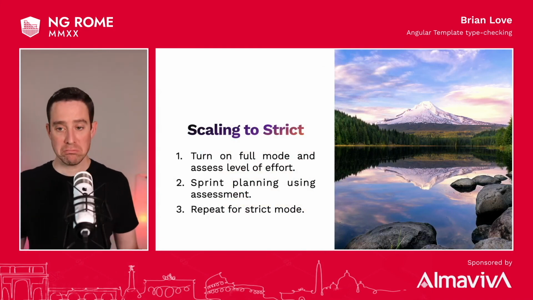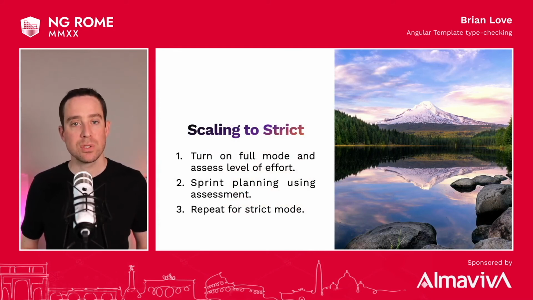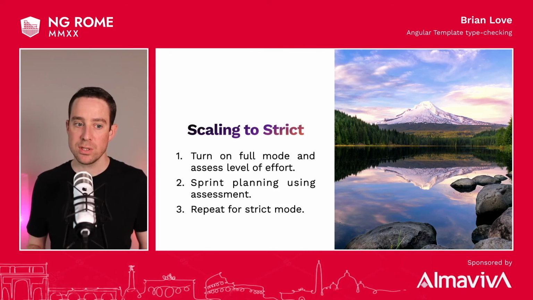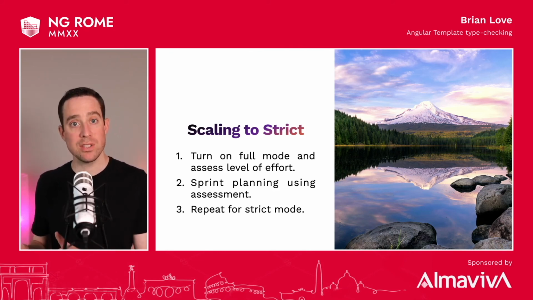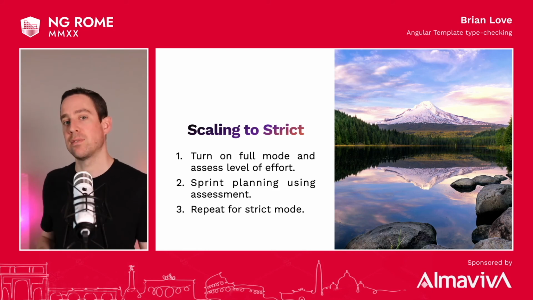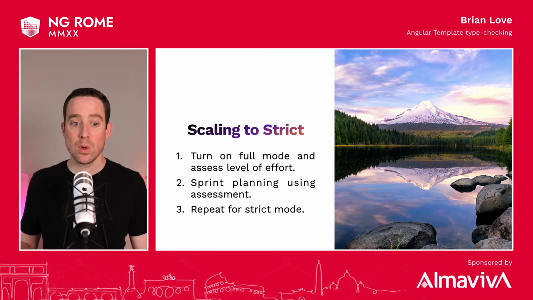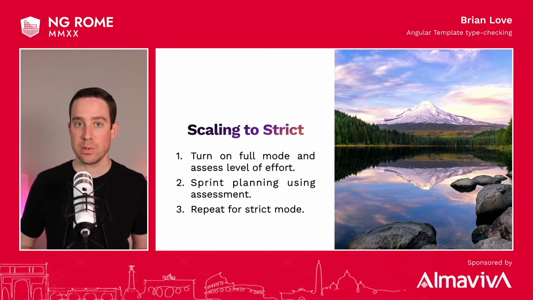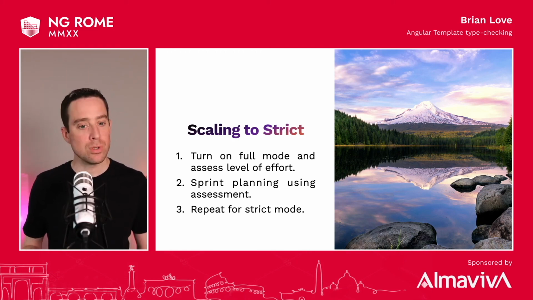At this point, you might be going, oh, this sounds great, but how do I get there? And what I want to do is share with you a three-step approach that I like to use. The first thing that I do is if I'm in basic mode, I turn on full mode, run an ng build, and then I assess the level of effort of what it's going to take to get to full mode. Then we take that assessment knowledge into our sprint planning and make a plan in order to get to full mode. We're going to do the same thing to go from full mode to strict mode.